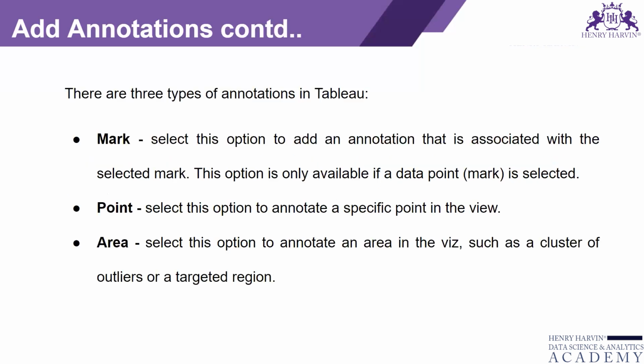There are three types of annotation. This is important. What are the three types of annotation? Mark, point, and area. Now, mark annotation is basically selected to add an annotation that is associated with the selected mark. Mark means this option is available only if a data point is selected. So if you are selecting a specific data point on the visualization, that is called a mark.